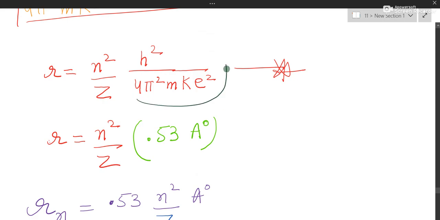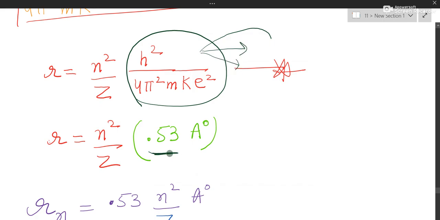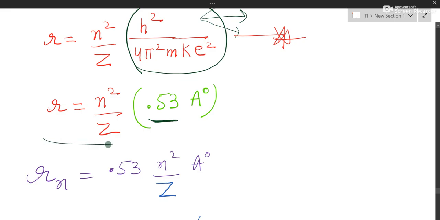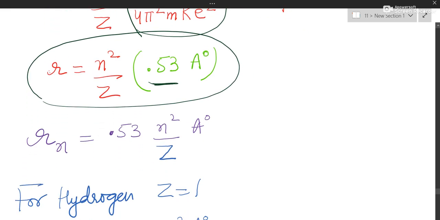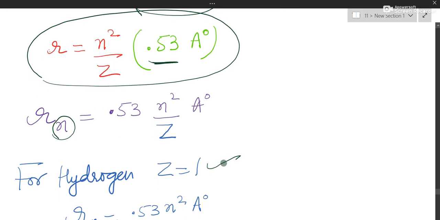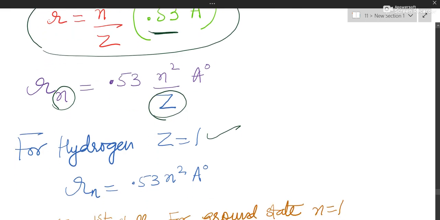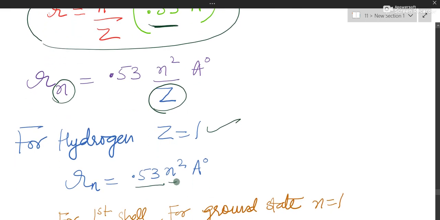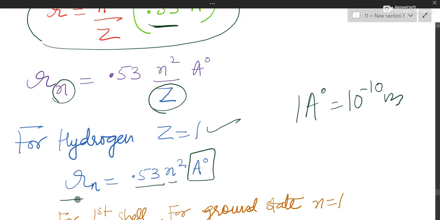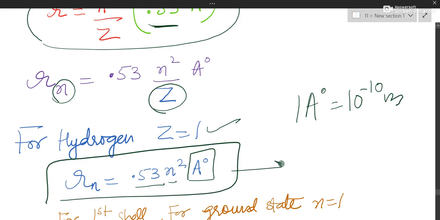Now, from here, this quantity is calculated and its value is 0.53 angstrom. So the radius can be written this way. This is the radius of the nth shell. Now for hydrogen, the atomic number is 1, so you can substitute it as 1. The rest of the expression is 0.53 n square angstrom. One angstrom is 10 to the power minus 10 meters. So this is the final expression for Bohr's radius.